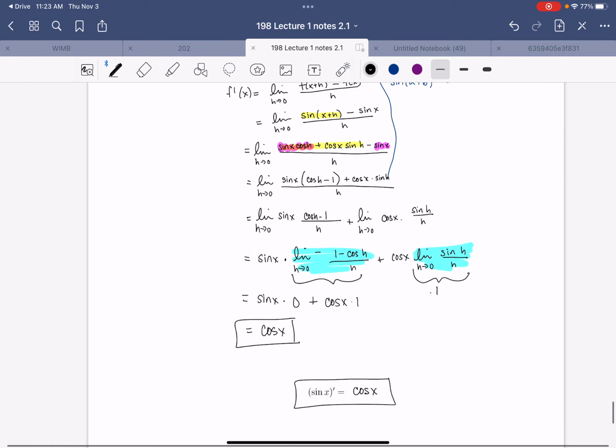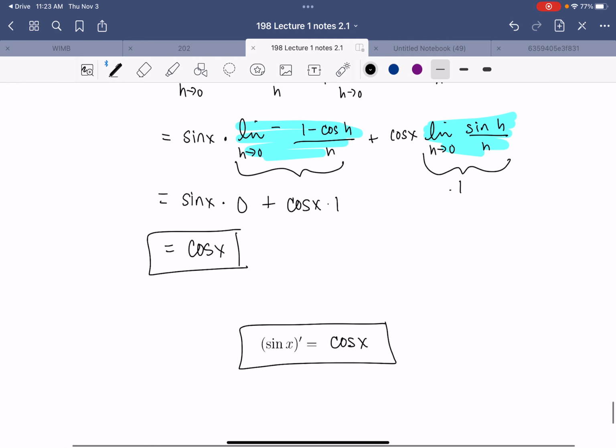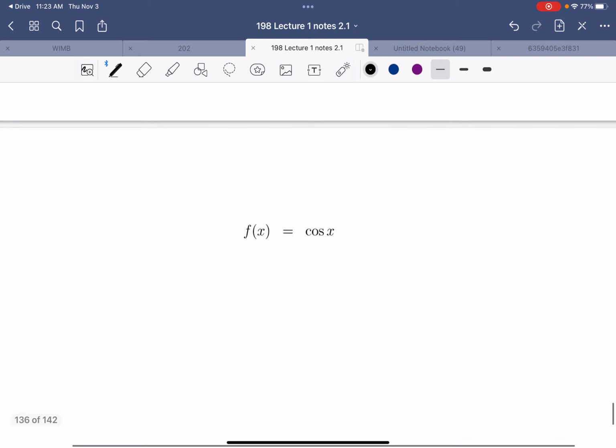So a lot of work to get to a little derivative that we can use. So moving forward, you don't have to know how I got that. You can follow it if you like, but you need to know that the derivative of sine is cosine. Okay. Same thing for cosine x.